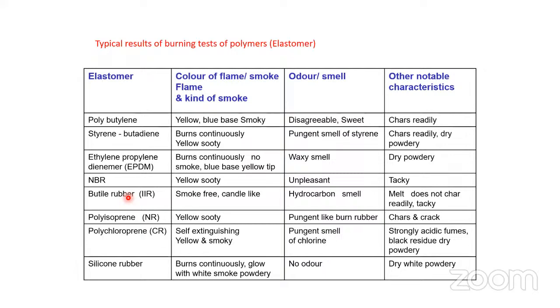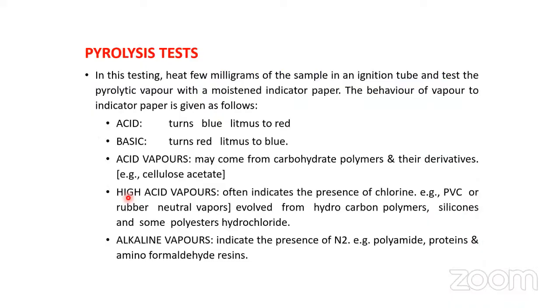Then similarly you can identify the same observations in the case of elastomers or rubbers. Then the next technique of identification of polymer is the pyrolysis test. Whatever tests I have mentioned here are somewhat more advanced techniques than the basic ones which we have studied. The next is the pyrolysis test.